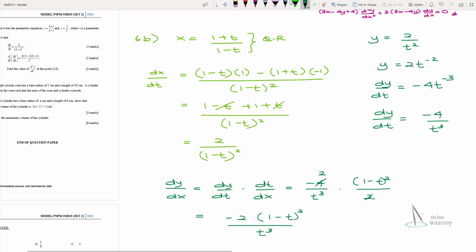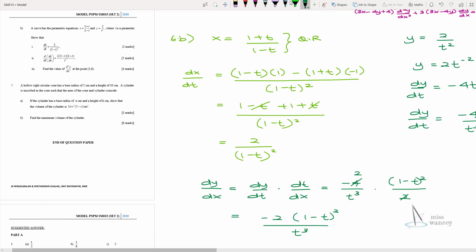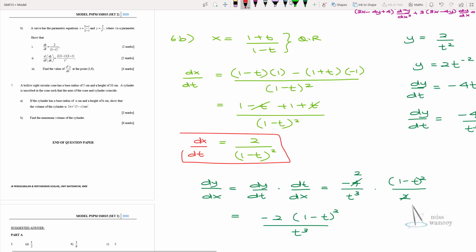Okay, so based on what we want to prove, I have already done up to dy over dx. So actually I just need to prove dx over dt is 2 over 1 minus t square. That was too fast, but never mind. This is dx over dt equal to 2 over 1 minus t square. So this one is already answered. This is part B1.